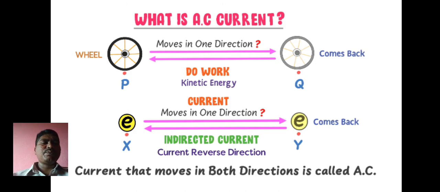Similarly, here you assume there are 2 points X and Y. Here the charge, that is the electron, is moving from point X to Y. Next it comes back to X. So here it moves in two directions, that is from X to Y and Y to X. There is no direct current here, because the current moves in reverse direction. So the current that moves in both directions is called AC. So this is the difference between alternating current and direct current.